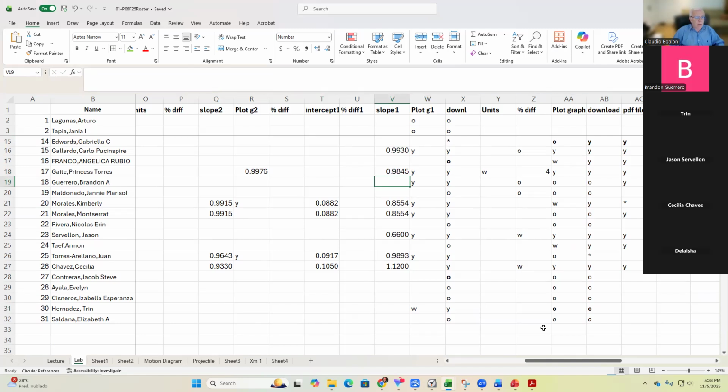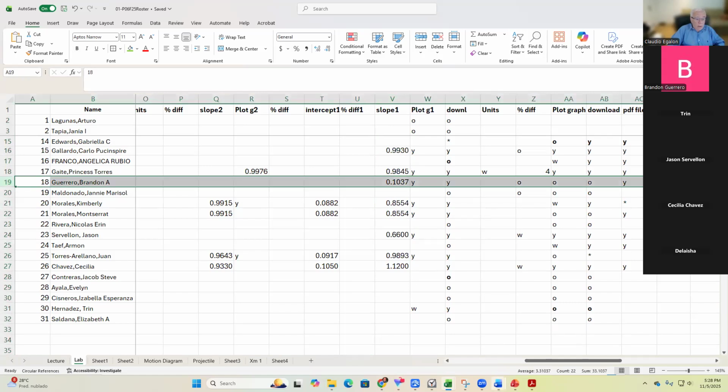What's the slope that you got for the first graph? 0.1037. Is that right? Yeah, 0.1037. There's something wrong. That seems too low. See if I typed the value correctly. I'm asking the slope, not the intercept, okay? Oh, is that the R squared? No, it's not the R square.